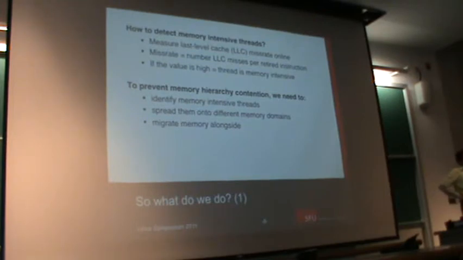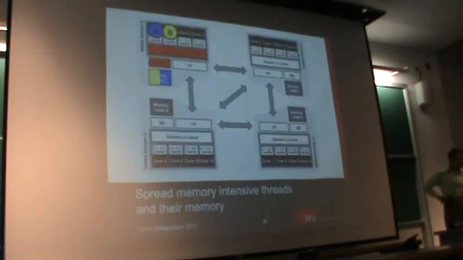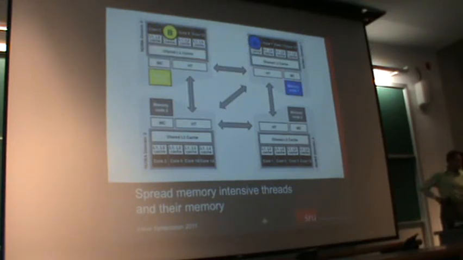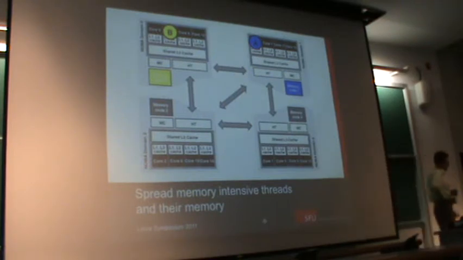And then what can we do to prevent memory hierarchy contention in this case? We can identify memory intensive threads with this last level cache miss rate value, spread them onto different memory domains, and migrate the memory alongside. For example, we have these two threads competing for shared resources on the memory node. We migrate one of the threads to a different node, and we also migrate the memory alongside. In this case, all of these performance bottlenecks will hopefully be alleviated.